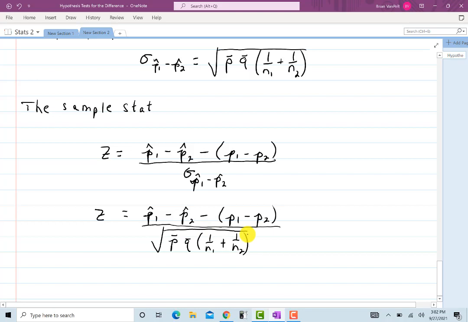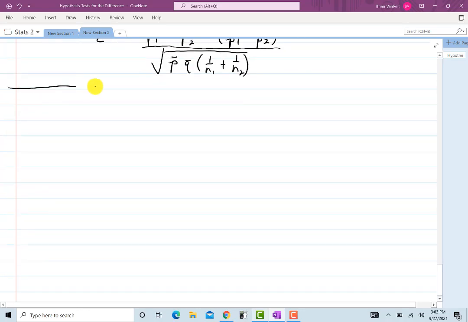So those are the things we'll be working with. Let me write down the hypothesis test steps. This is the hypothesis test for two proportions. First, we have to verify that the samples are random and independent.